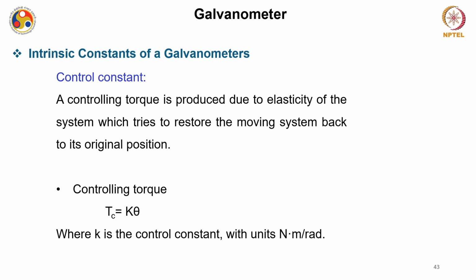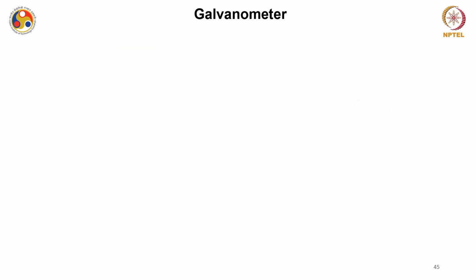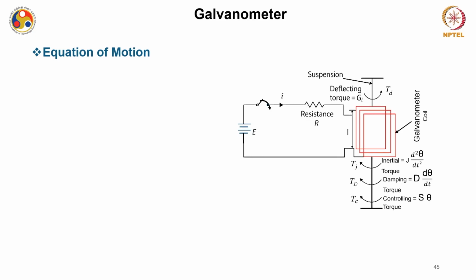K we have seen as a spring constant, but it is also known as the control constant in case of galvanometer. Alright. So once we have understood all these things, now it's very easy to understand the equation of motion of galvanometer. So what we have understood till now is that there are 4 torques acting on the moving system.